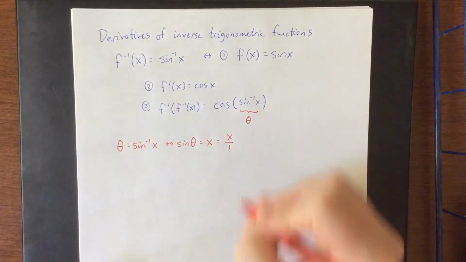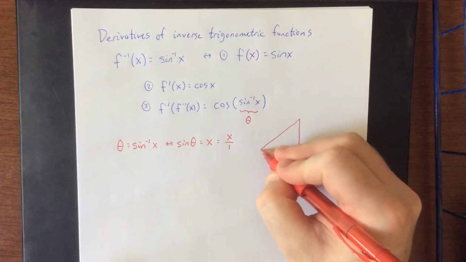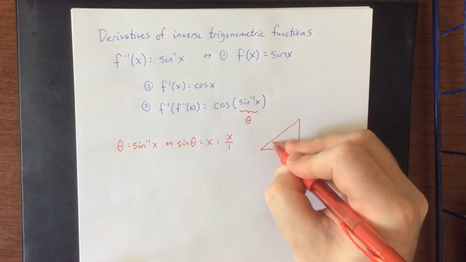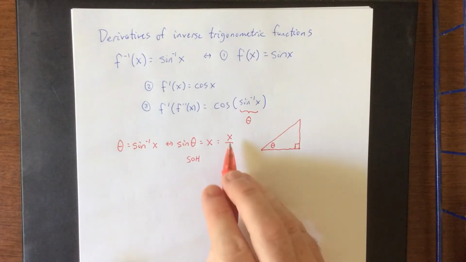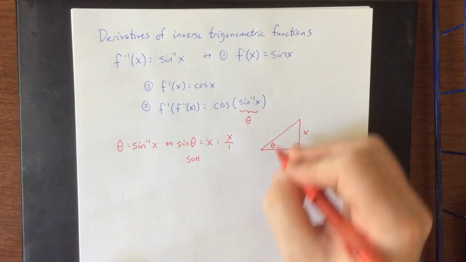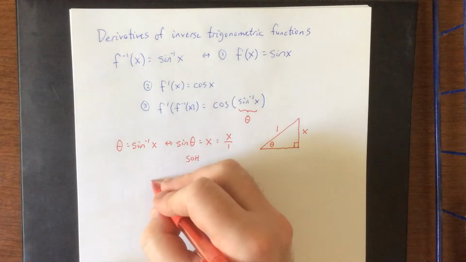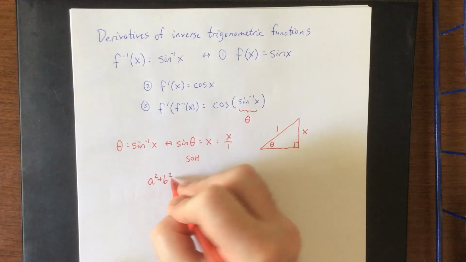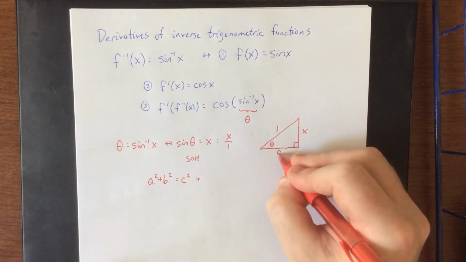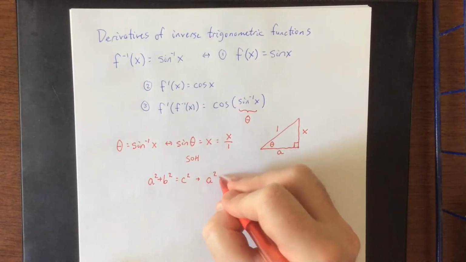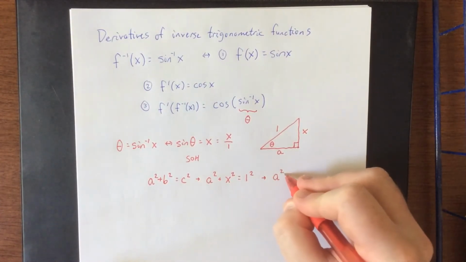Or going back to SOHCAHTOA, that would be like saying x over 1. Now, I can draw that as a right triangle. If we put a right angle here and theta here, then according to the SO of SOHCAHTOA, sine is opposite over hypotenuse. Opposite side would be x, hypotenuse would be 1. Once you know two sides of a right triangle, there's a very natural thing to do next, which would be to apply the Pythagorean theorem to determine that third side. So we'll treat a as our unknown side here. So a squared plus x squared is going to be equal to 1 squared. We are solving for a.